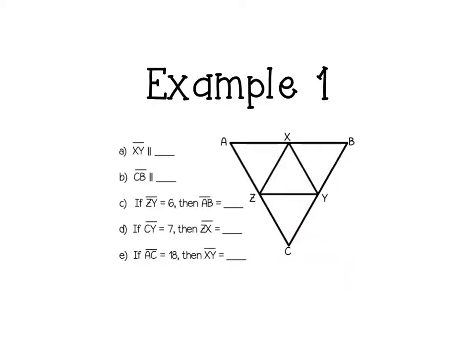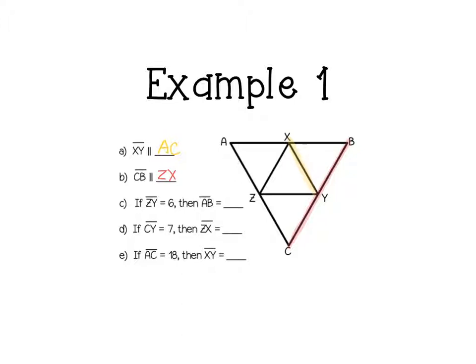So let's look at some examples. The first thing that we're going to do is talk about some parallel lines. So I'm looking for XY, and I want to know what side it's parallel to. And that's going to be parallel to AC. Now the next one is asking about CB. I want you to try and tell me what segment that would be parallel to. All right, so that segment is going to be parallel to ZX.